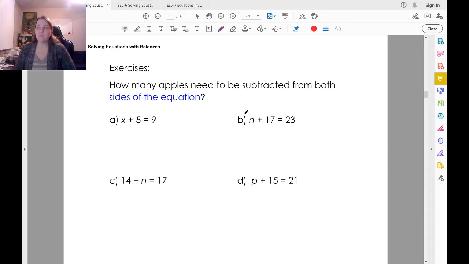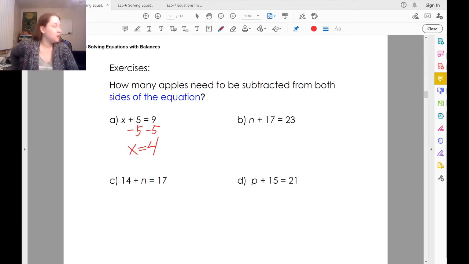Over here, how many apples need to be subtracted from both sides of the equation? We have a box plus 5 extra apples just kind of rolling around, which means there are 9 total apples. Well, we need to get rid of the 5 loose apples. So we're going to subtract 5 from this side and subtract 5 from this side. And we're going to end up with X equals 4, because we've taken these apples away, so we're just left with X. 9 minus 5 is 4. You go ahead and try the other ones, pause the video, and we'll talk about it when we come back.